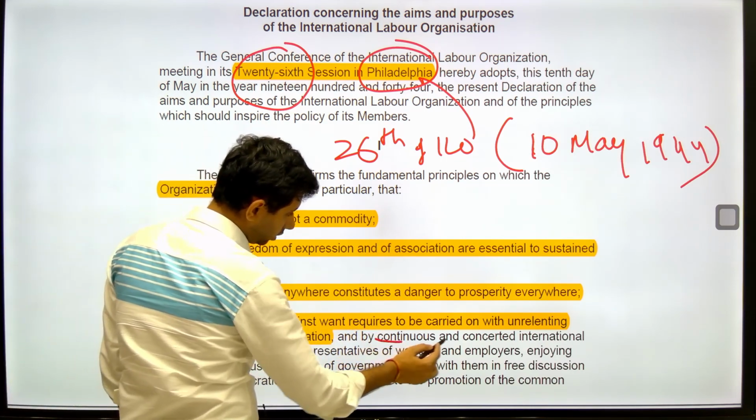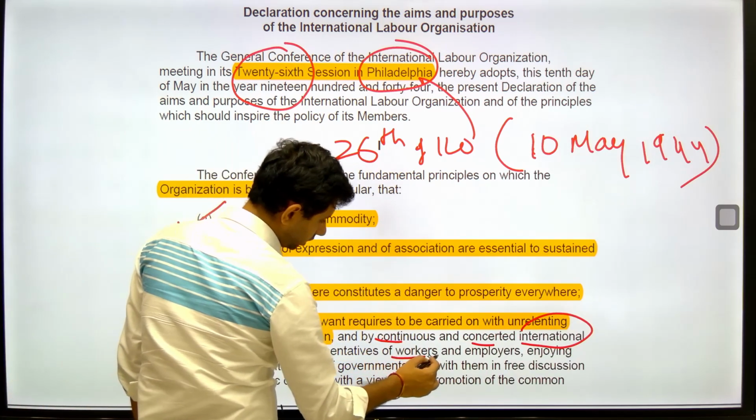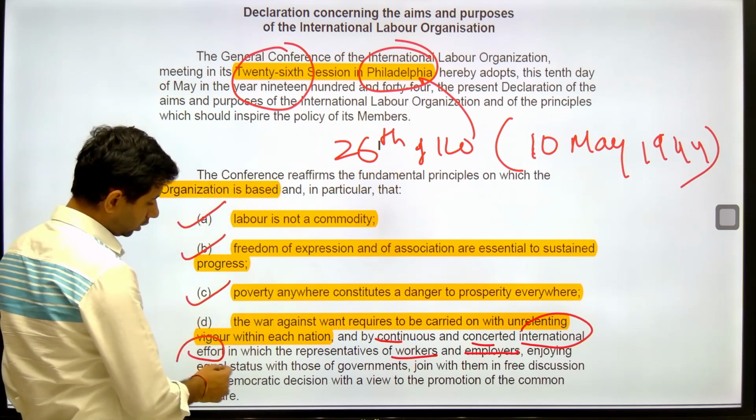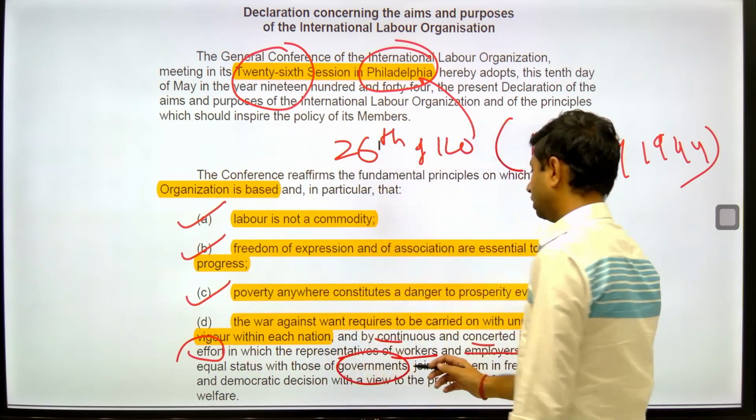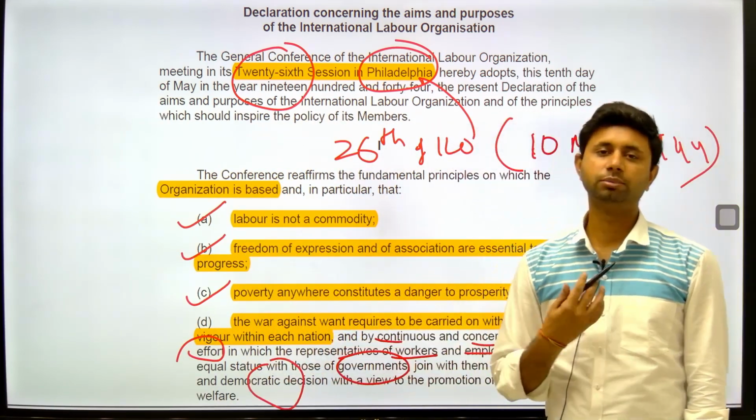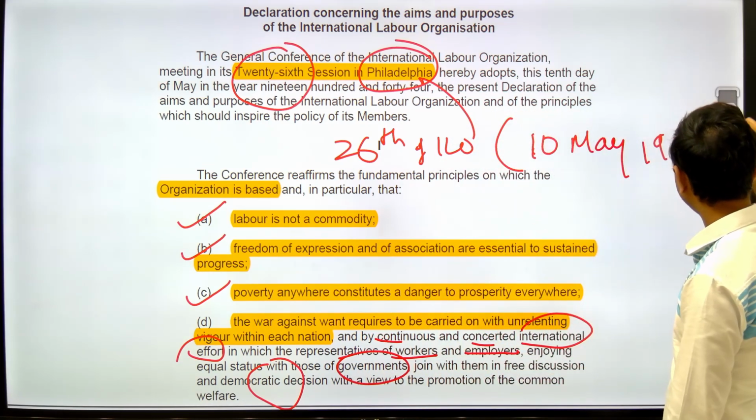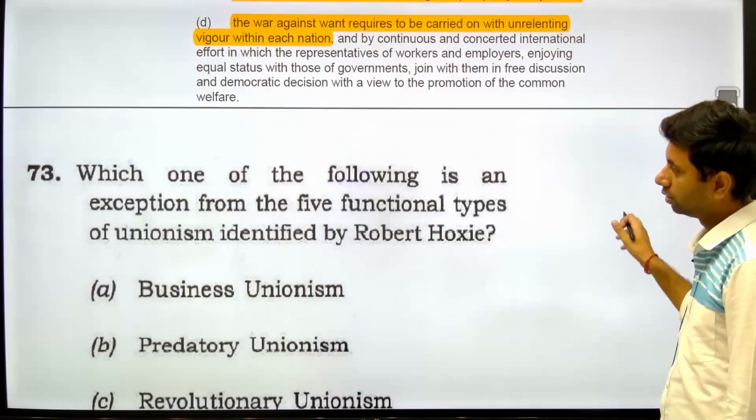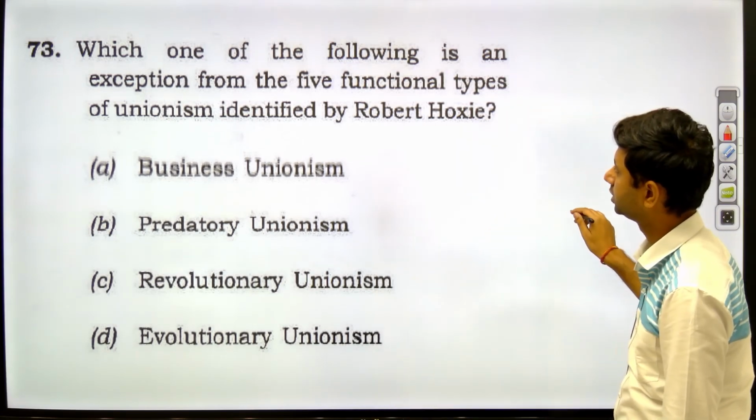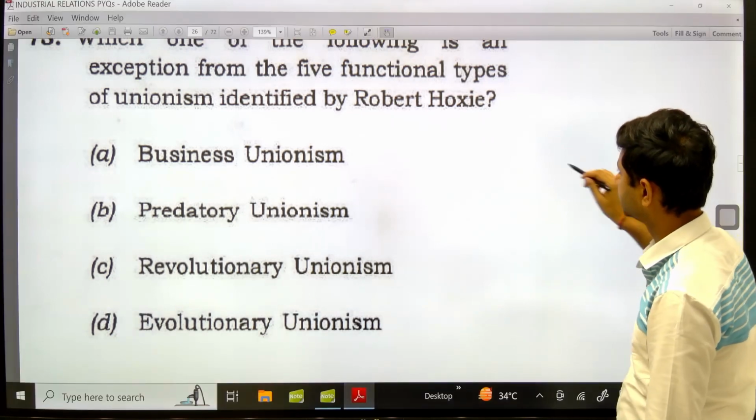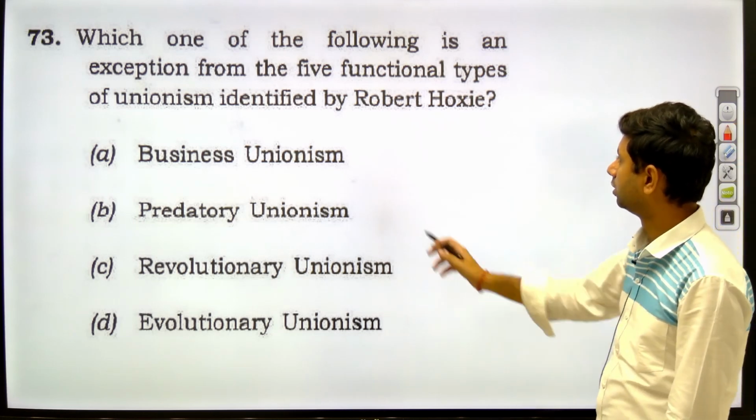It says by continuous and concerted international effort in which representatives of workers and employers, enjoying equal status with those of governments, join with them in free and democratic decision with respect to labor issues. So in the last statement, it says that various stakeholders are actually working in a concerted manner in order to deal with the labor issues. Okay, now let's move on to the next question, which is about which of the following is an exception from the 5 functional types of unionism led by Robert Hoxie.